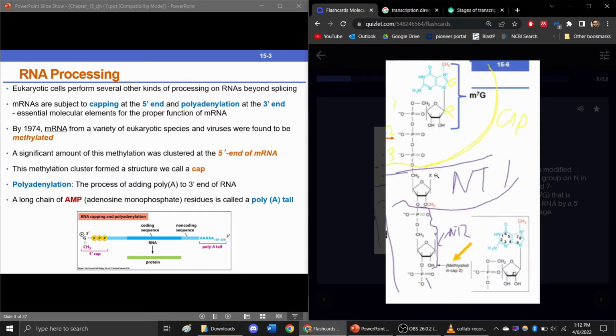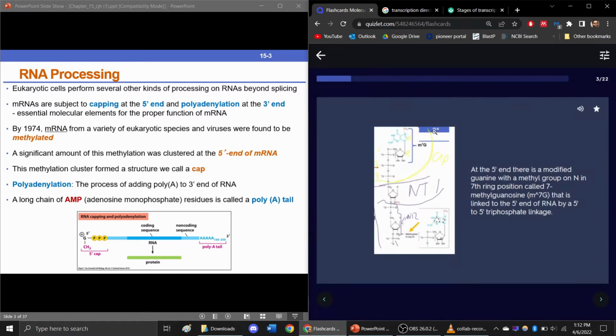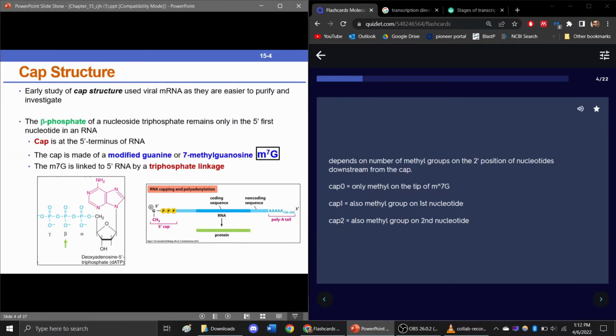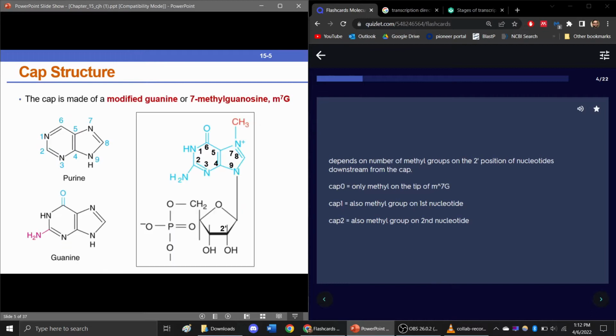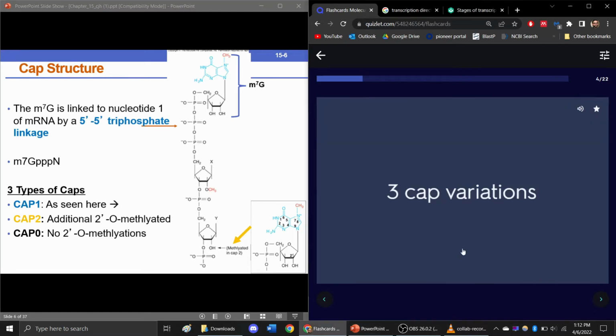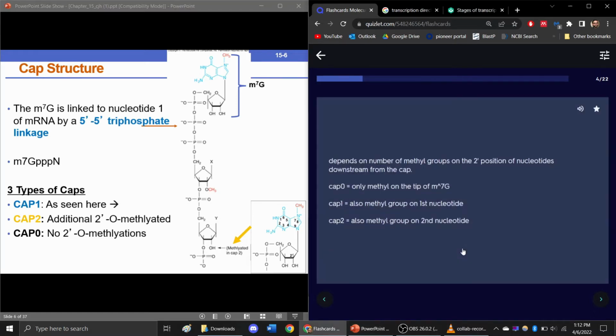With the cap, there are a couple of variations that you can have. You can have cap 0, cap 1, and cap 2. In cap 0, you just have the methyl on the 7 of the G of the cap. That's cap 0. Cap 1 is where you have a methyl on the second position of the first nucleotide ribose as well.